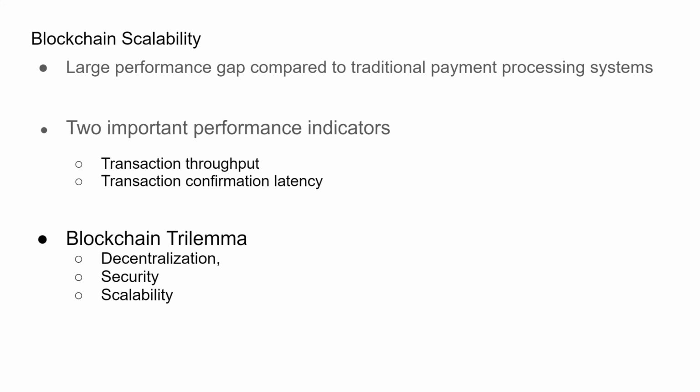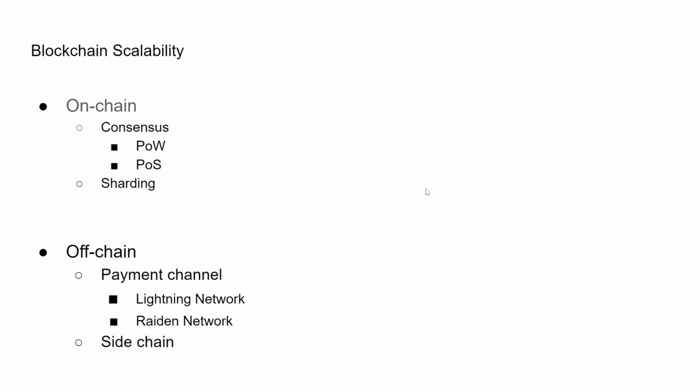Another difficulty in solving the blockchain scalability problem is the blockchain trilemma. Some researchers point out that among decentralization, security, and scalability, any blockchain network can only achieve 2 of the 3 key features. There are 2 main types of existing solutions to the blockchain scalability problem: on-chain, including consensus and sharding, and off-chain, including payment channels and sidechains.